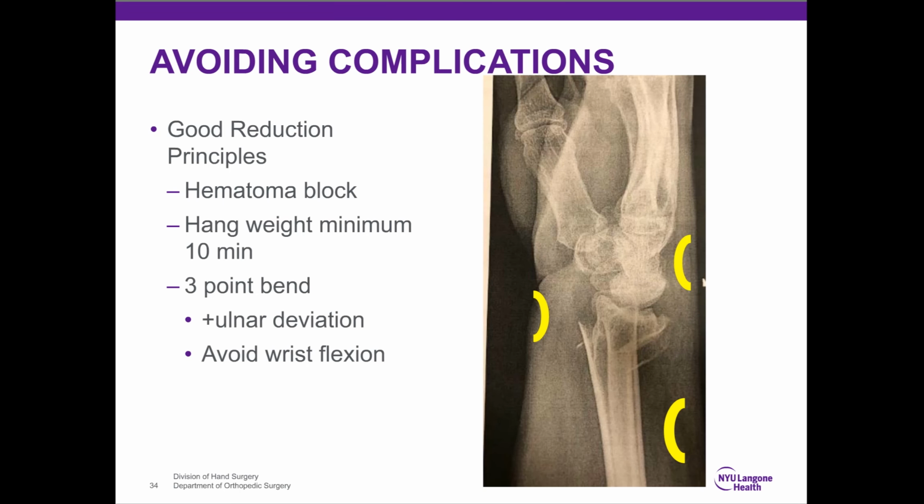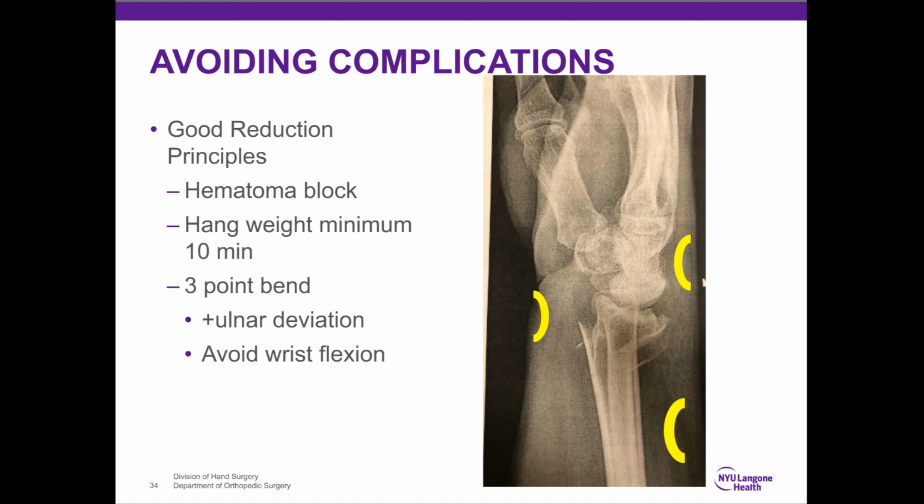All right, so a little bit about avoiding complications. These are the principles that we learn in our training, in residency and fellowship. When you're reducing these injuries, you want to make sure, first of all, that the patient is comfortable. Usually I perform reductions with the patient supine, just because I find that the patients are able to relax a little bit better. Do a nice hematoma block right into the fracture. And one tip about that is it's not a wrist joint injection. It's a hematoma injection, so the needle is going a lot more proximal than you think.